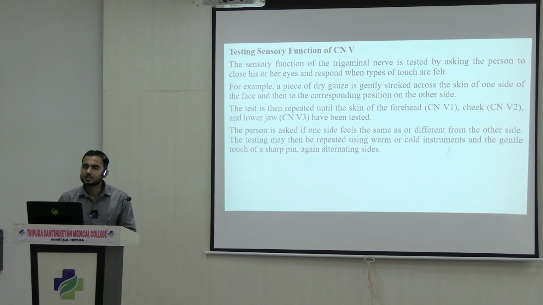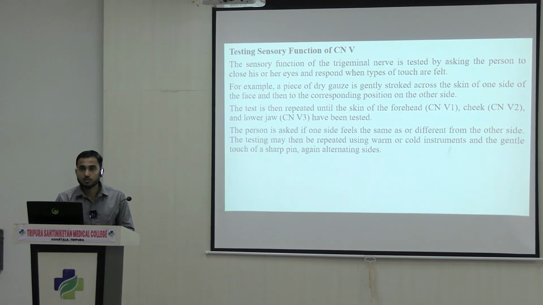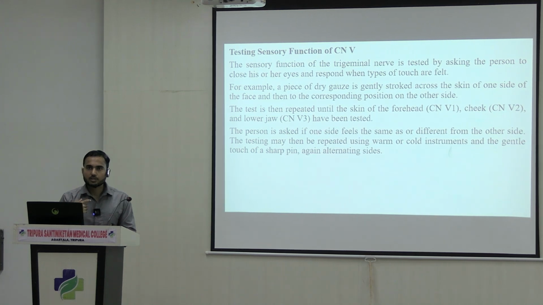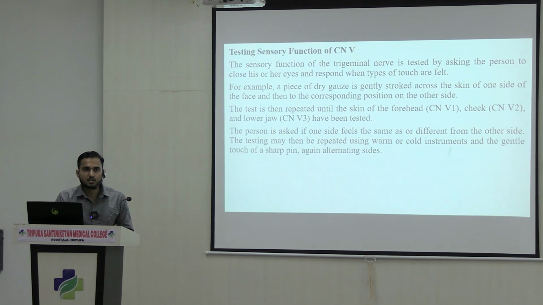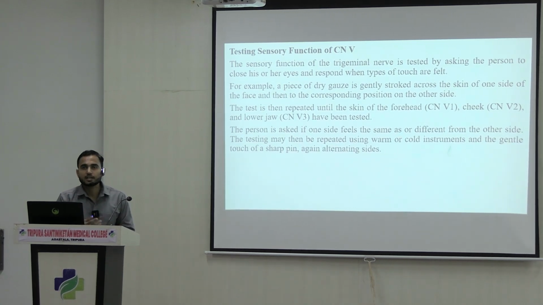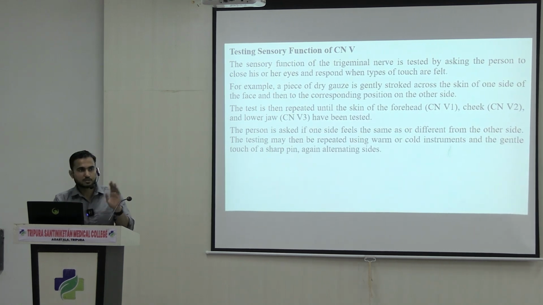Next, testing the sensory nerve supply of the face. Previously I have shown you how to check the integrity of the facial nerve. What have you done? You have done various actions, facial expressions. That means you ask the patient to show the teeth, to whistle, and to look upward to see the wrinkles. So what is the meaning of that? That means you are checking the integrity of the facial nerve. So that is the motor supply.